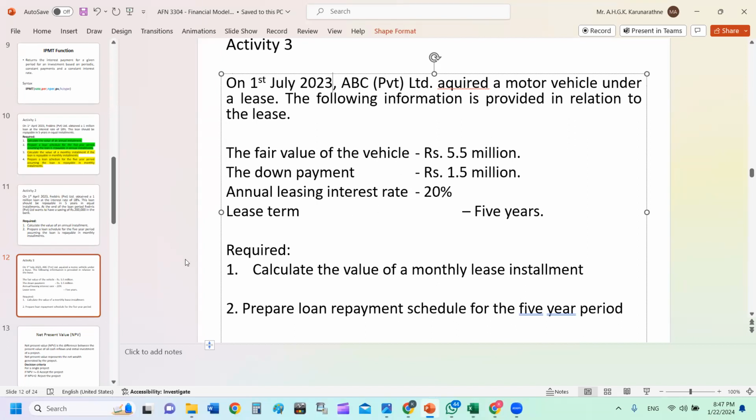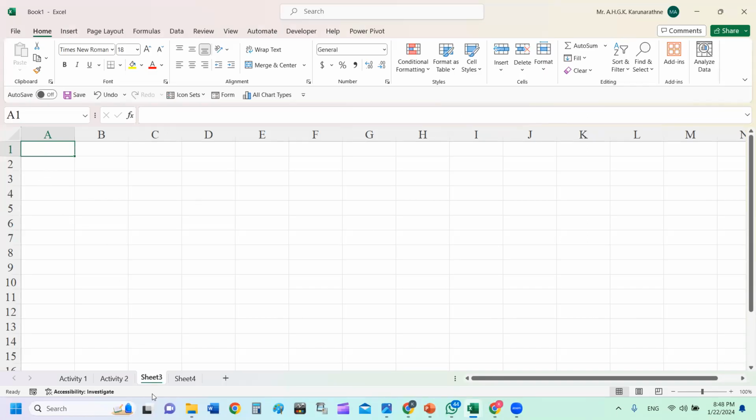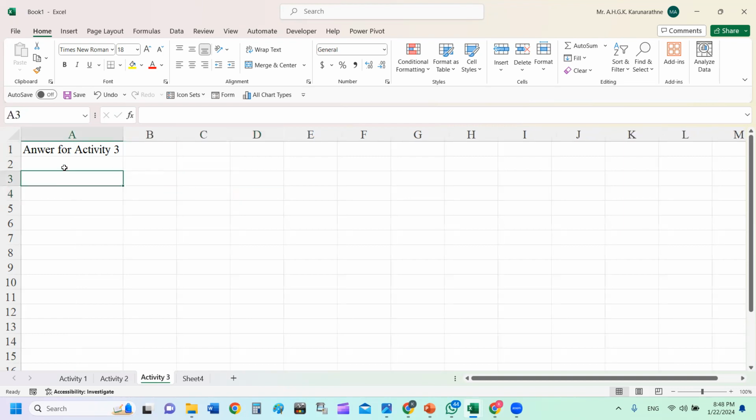These are the scenario. I'll open another sheet in the same Excel, sheet 3, and rename it by double clicking on the sheet: activity 3 answer. So I'll write here answer for activity 3, right? As usual, we put our inputs, and to highlight, these are your inputs.